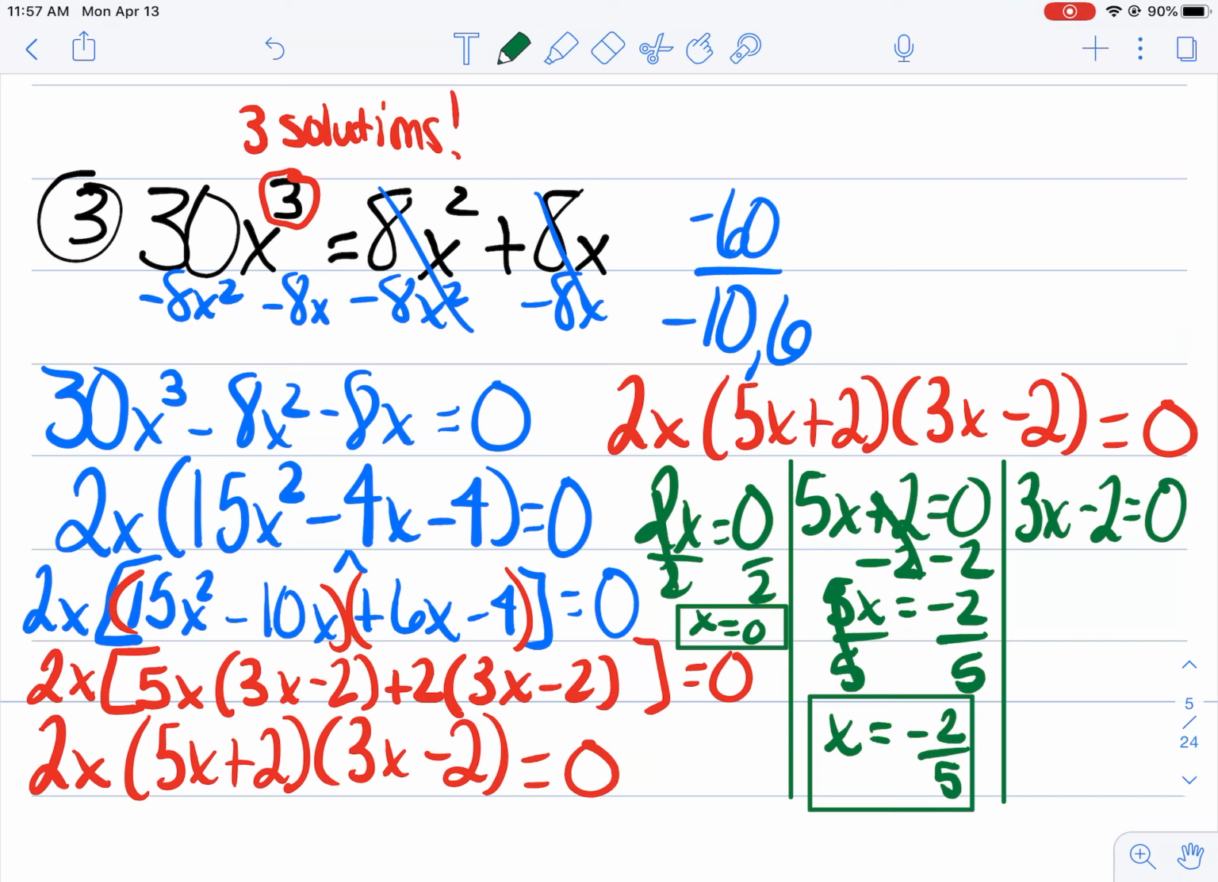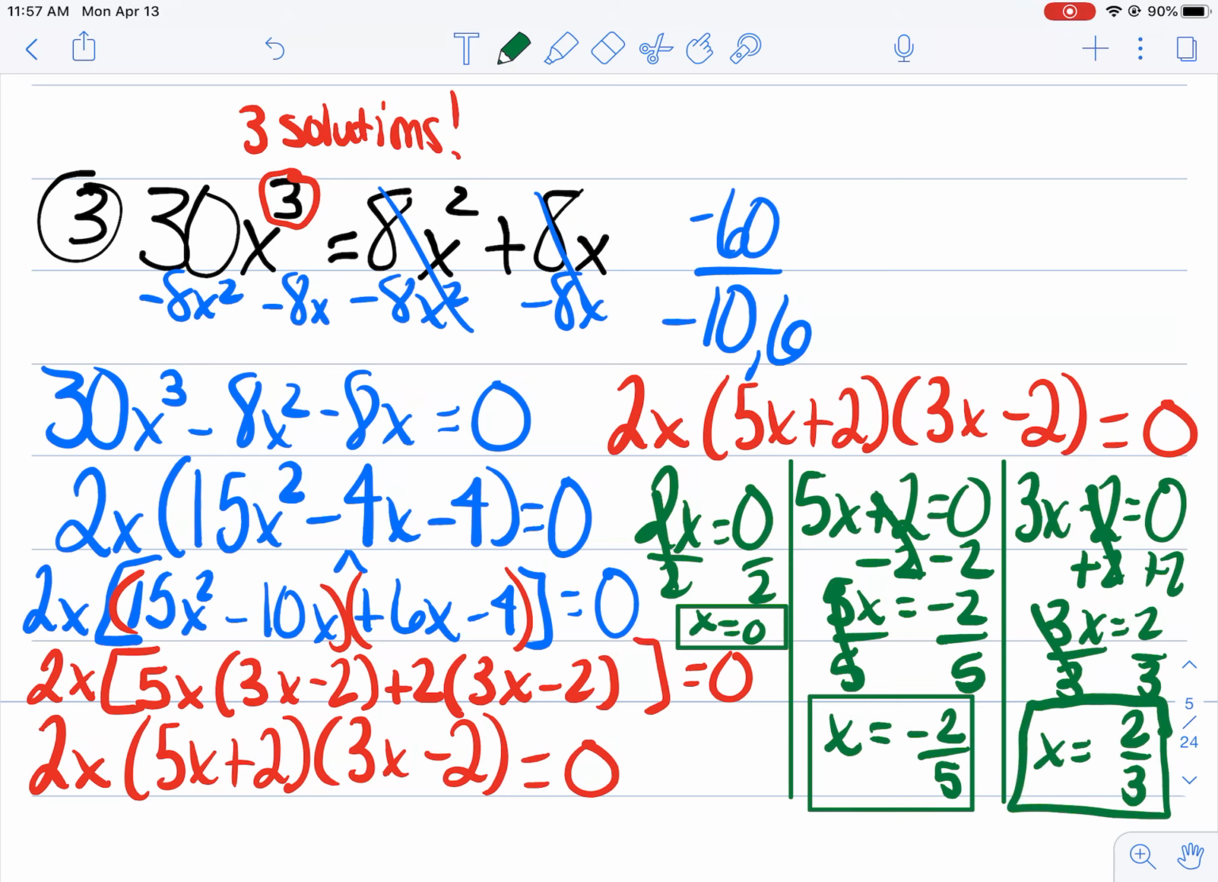There we go. And then over here, add 2 to each side to get 3x equals 2. Divide both sides by 3. I get x equals 2/3. So the three solutions to this equation are 0, negative 2/5, and 2/3. So those are the 3 roots. Okay? All right. That's about as intense as they can possibly get.